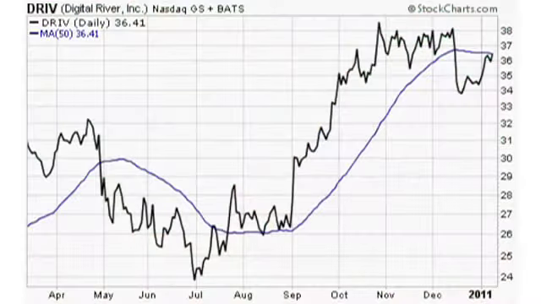The 50-day moving average is used by an awful lot of folks who pay attention to technical analysis to determine the momentum of the stock. If the stock is trading above the 50-day moving average, the momentum is strong. It's in a bull market. If the stock is trading below the 50-day moving average, the momentum is weak, and we're in a bear market. The way you look to profit off of this is when a stock crosses above or below its 50-day moving average. Take another look at Digital River.